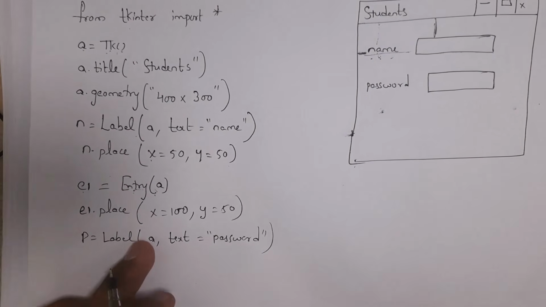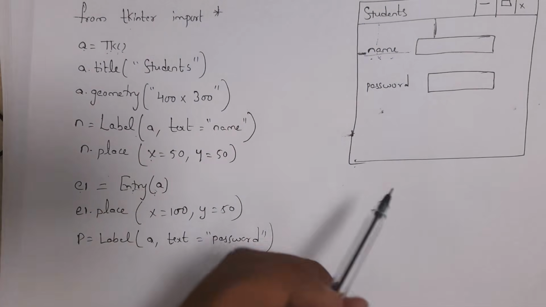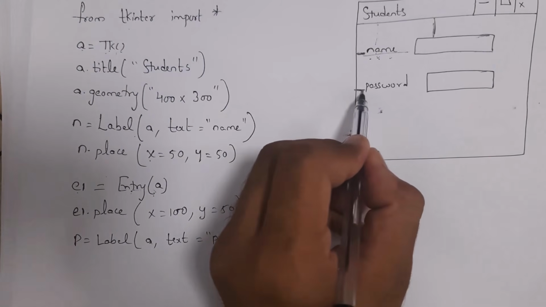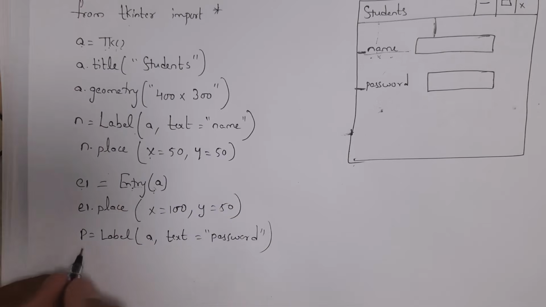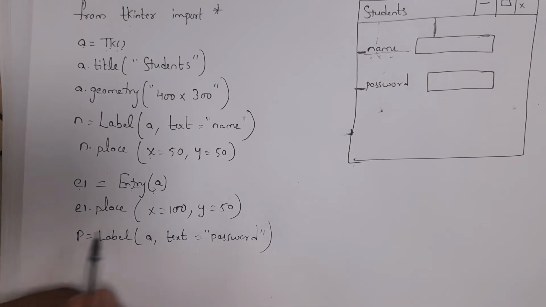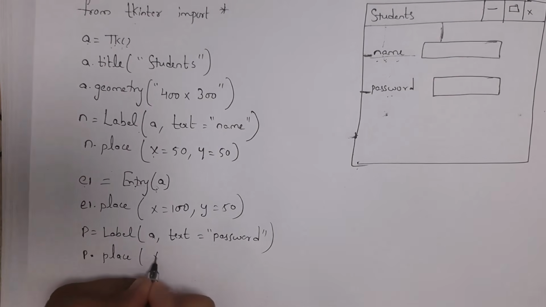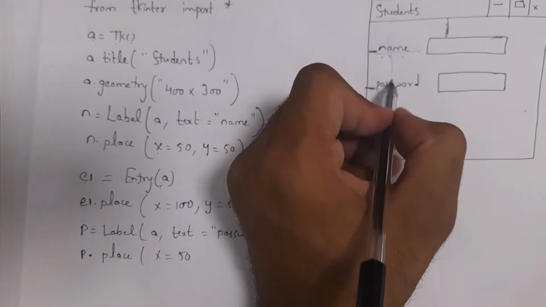Now where do you want to place this password? I want to place this password below the name. So now the x axis is 50. For the x axis the gap is 50 and for the y axis the gap is 100. So just write, this password text is present in variable p. So write p.place x equal to 50, this is the 50 gap, and y equal to 100.